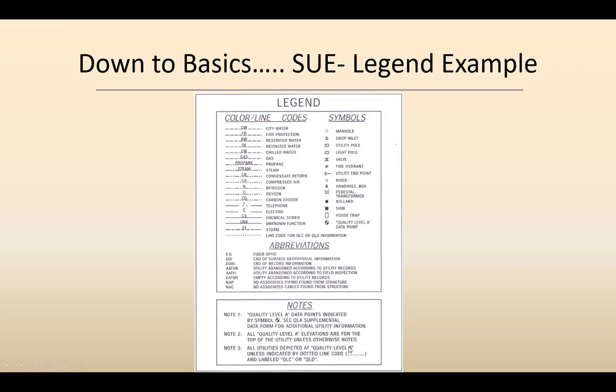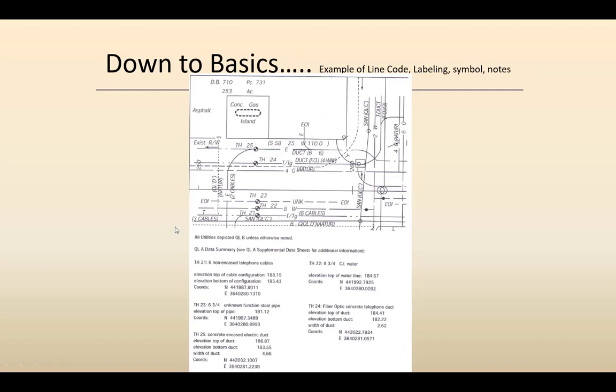This is one way of reducing the congestion on the map by using notes. For example, if you have 10 utilities detected in a particular survey and 8 of them are at quality level B, rather than writing all of them as QLB, you can give this kind of note, and the remaining 2 you can give as QLC or QLD, whichever way it suits. This is again an example of another map with notes, labeling, line code and symbol.